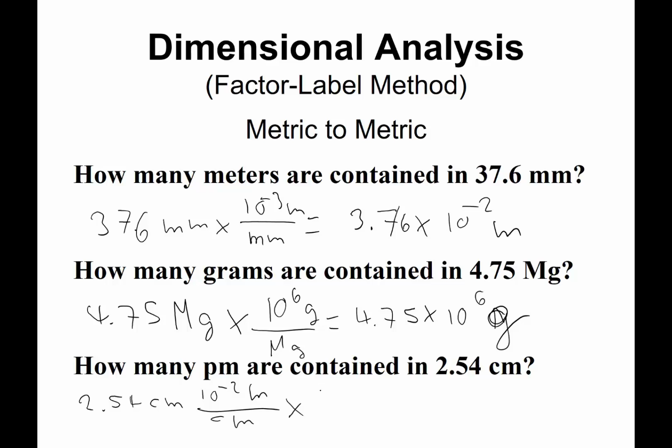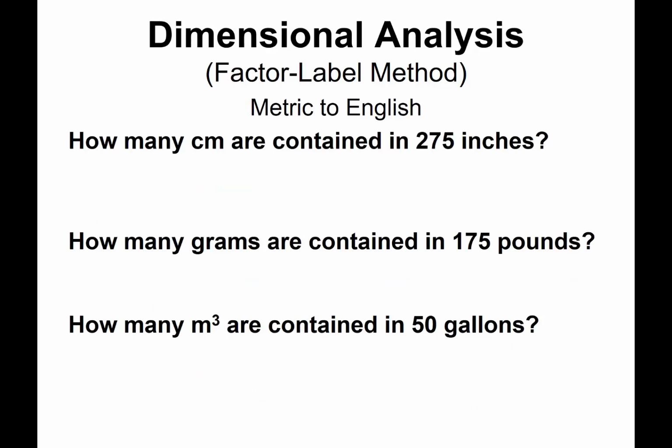And 1 picometer is 10 to the minus 12 meters, which equals 2.54 times 10 to the 10 picometers. It's just minus 2 minus minus 12 equals 10. That's how that works. Okay, 3 more.